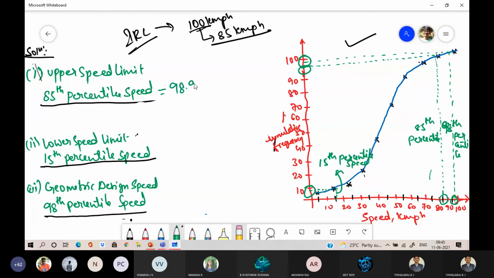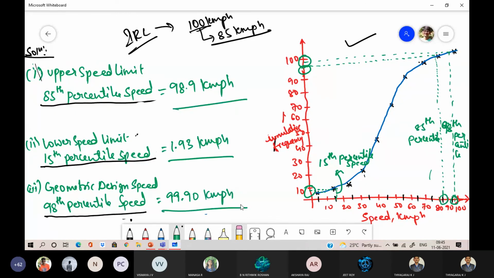is equal to 98.9 kmph. 15th percentile speed is 1.93 kmph. Then 98th percentile speed is 99.90 kmph. Okay, these are the values we are going to get.